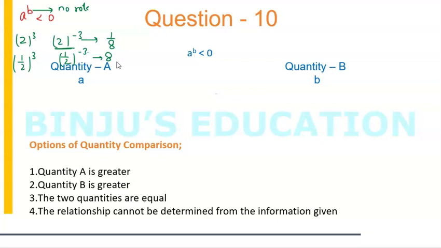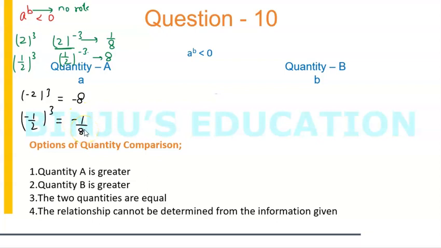That's the first thing. But what I mean by that, let's suppose you took the examples of minus 2 cube and minus half cube. This is more than sufficient. If you take minus 2 cube, this is minus 8. If you take minus half cube, this is minus 1 by 8.